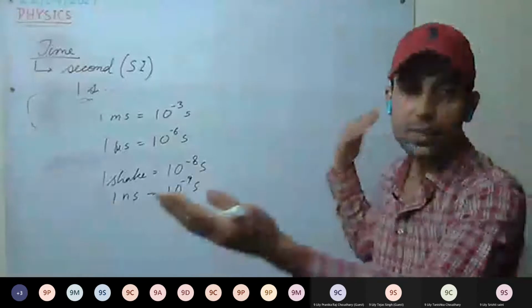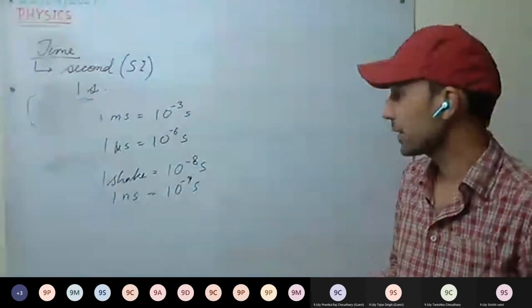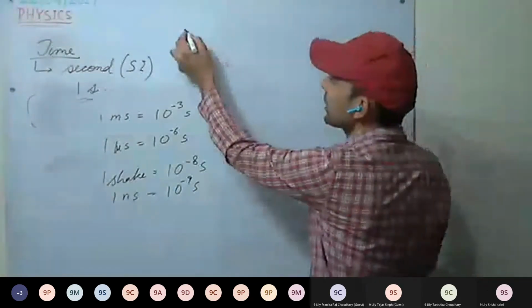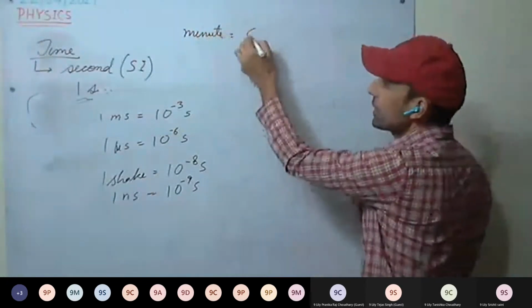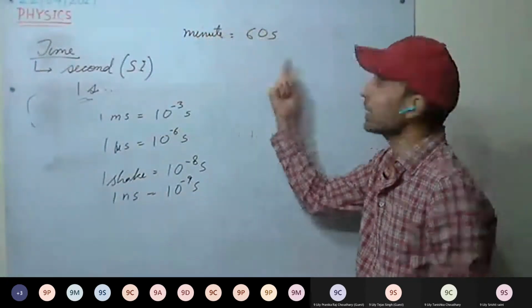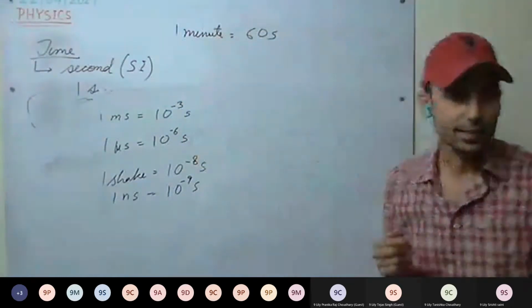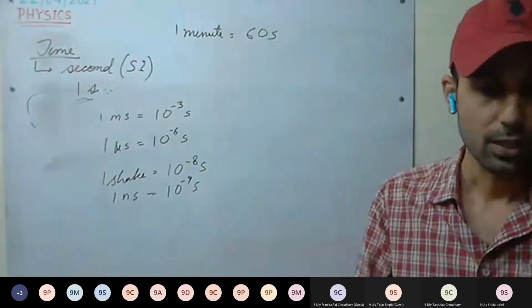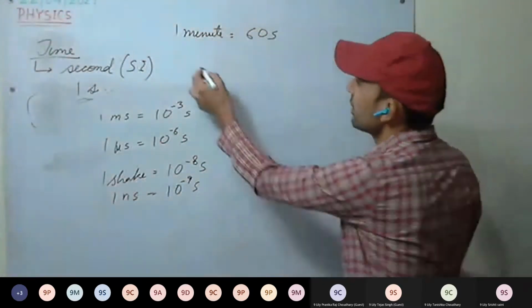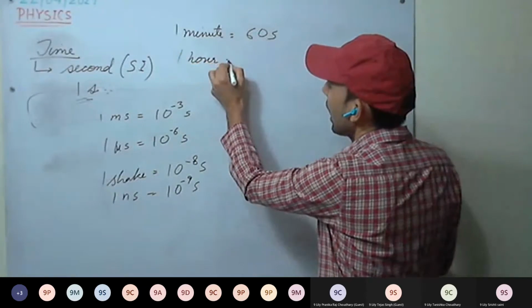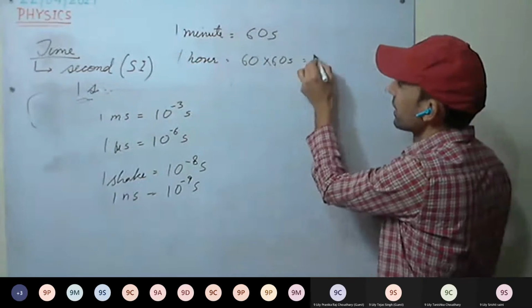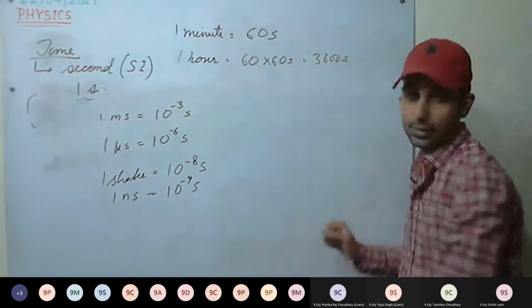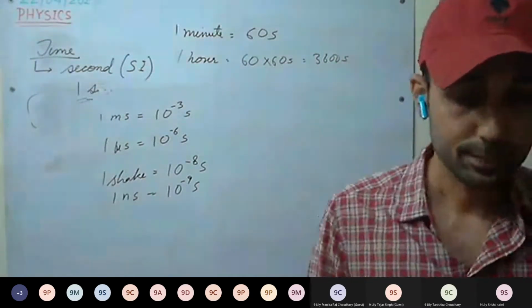Now, if we require bigger units, what will be the bigger units? Minute. How is it related? In 1 minute, how many seconds? 60 seconds. This is a bigger unit. Then hour. 1 hour has how many seconds? 60 minutes into 60 seconds, 3600 seconds.